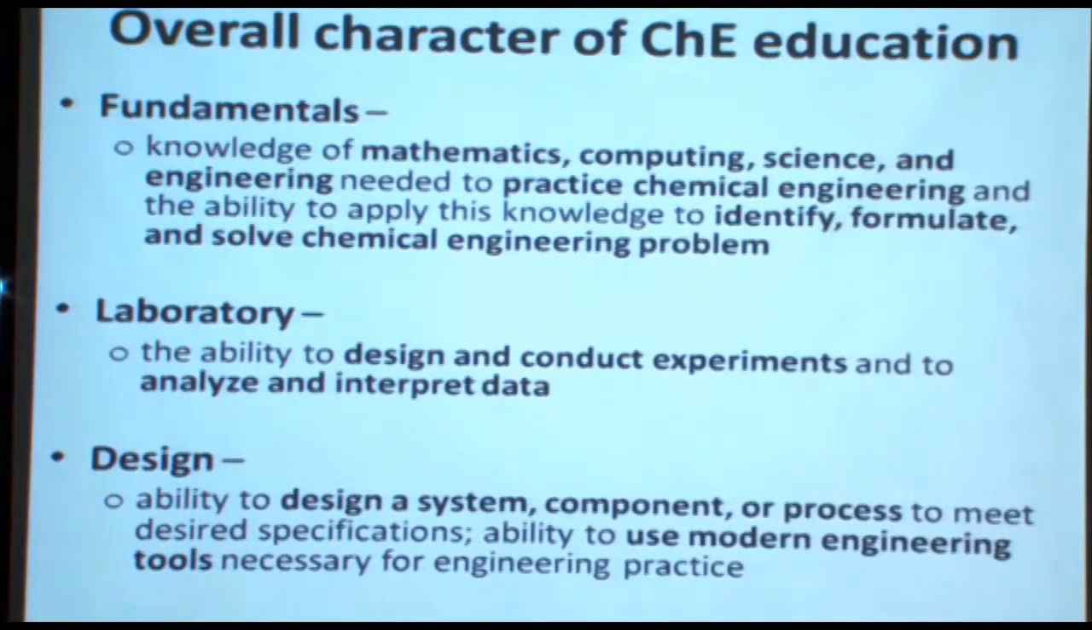So the overall character of the chemical engineering education which we have, as you can see again in terms of UCSP, is that the contents of what we are trying to pass on to the students are in terms of the fundamentals, and these fundamentals are in areas like mathematics, computing, sciences, and engineering. Practice chemical engineering, be able to identify, formulate, and solve chemical engineering problems. These are some things which we would like the fundamentals to achieve.